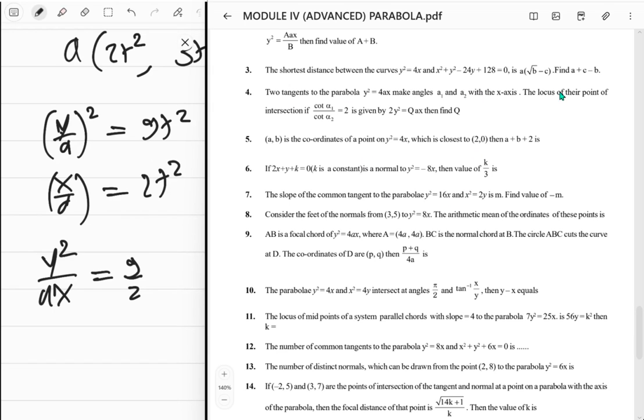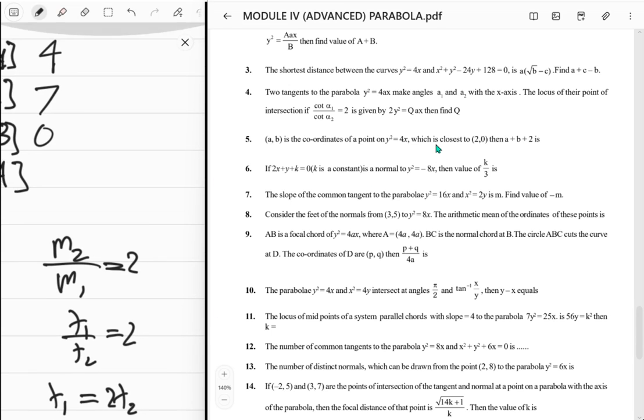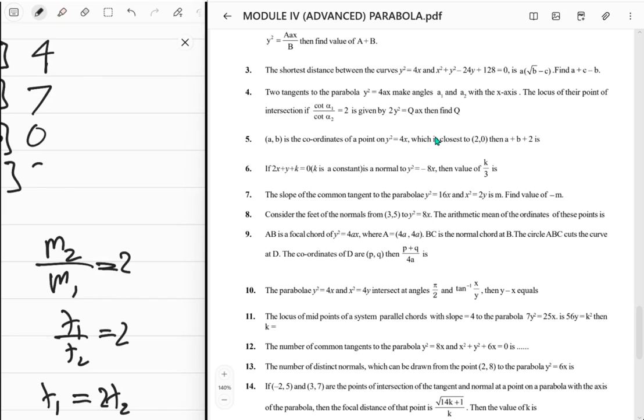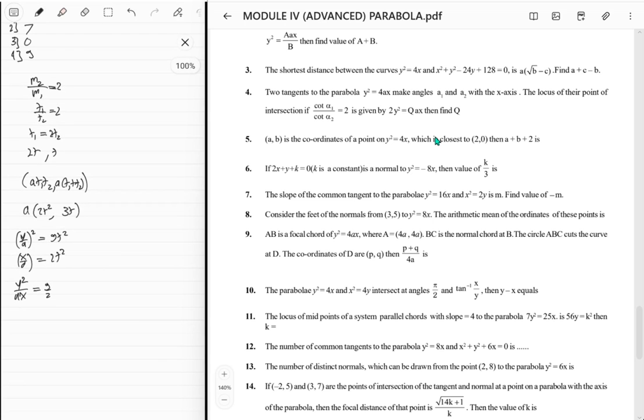Where did that question go? Oh, so it's like 2y squared is equal to qax. So q must be 9, of course, because 2y squared. Yeah, right. So final value of q is going to be 9. There we go. Next question. Must be correct, right? Yeah, whatever.